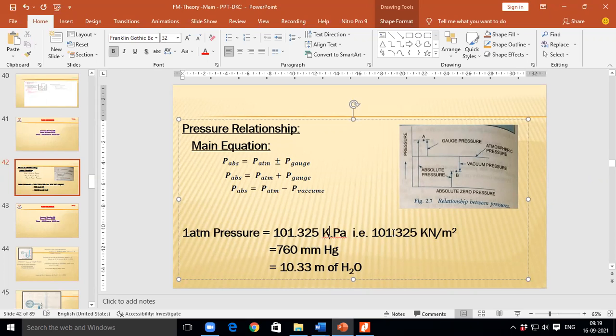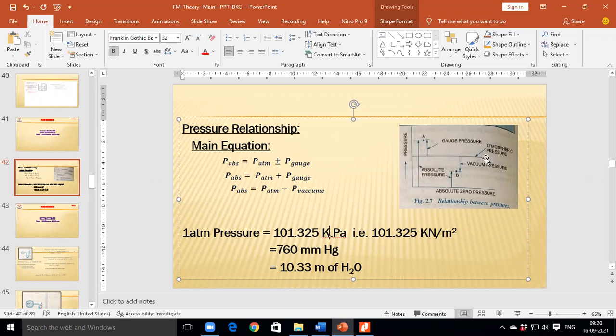Is it the same as gram and kilogram? 1 kilogram means how many grams? 1000 grams. Similarly, 1 gram means how many kilograms? 1 gram is equal to 10 to the power minus 3 kilogram. The conversion is the same as gram and kilogram. These are the horizontal lines. The second horizontal line represents the atmospheric pressure.